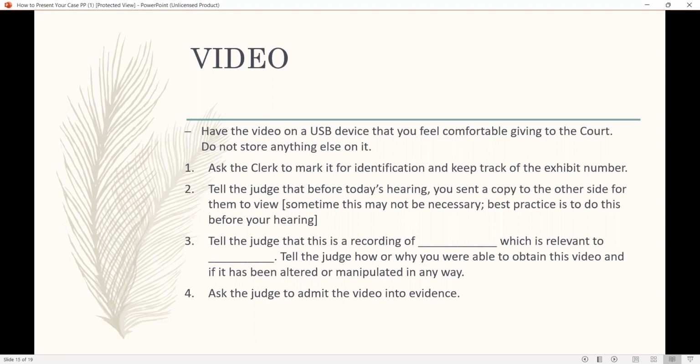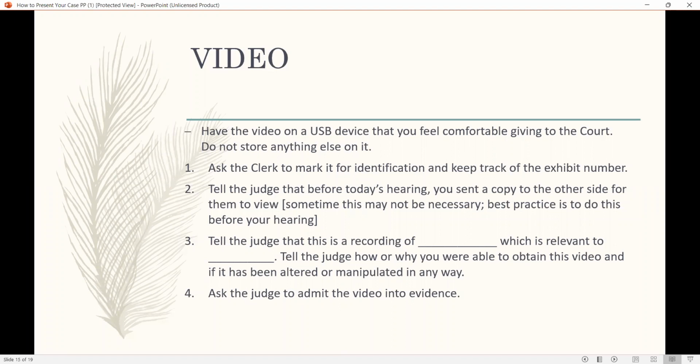And finally, video. You want to have your video copied onto some type of USB device that you feel comfortable giving to the court, because anything that's taken into evidence, you may or may not get back for a while. Do not store anything else on the USB other than the video or the evidence that you intend the court to see. Do not attempt to bring video on your cell phone. As we mentioned earlier, the court will not take your cell phone in order to watch the video, and you won't get to use that evidence.